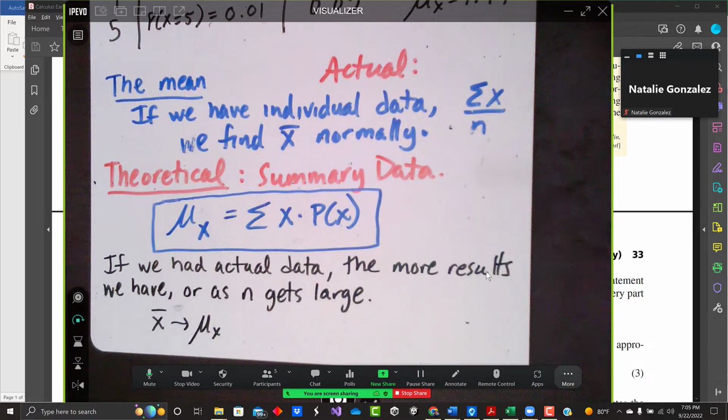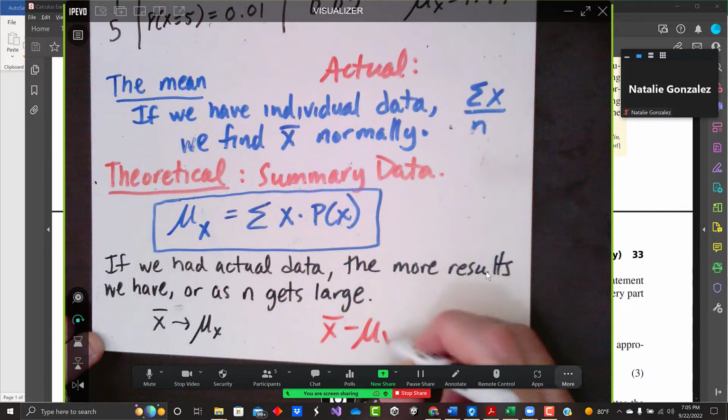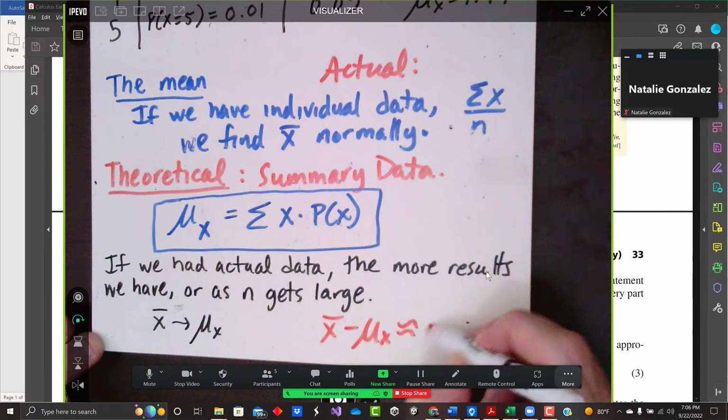So maybe if we had 10, it might be like 1.7, but if we did 30, we might be at like 1.55. It's quite possible that we jump to 50, it drops below 1.49, maybe drops down to 1.45. But as n gets big enough, we got enough things that we're adding up and averaging, we're going to get pretty close to 1.49. Another way of describing that is our sample average minus the mean gets close to 0.